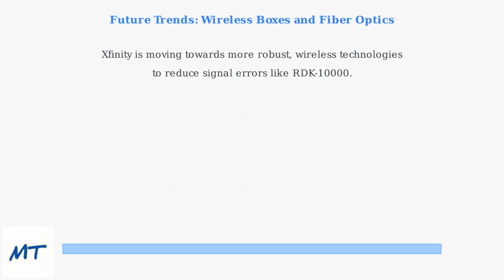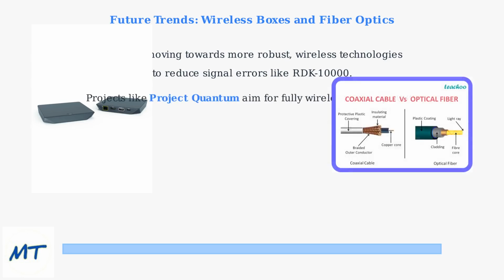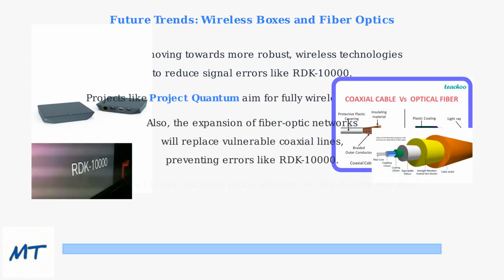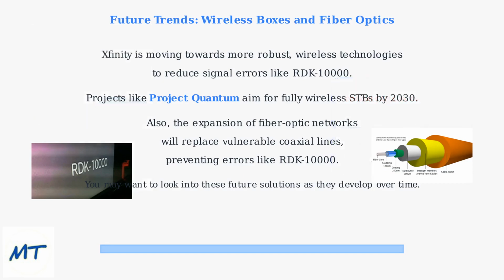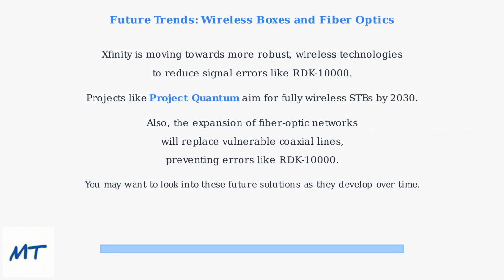Xfinity is moving towards more robust, wireless technologies to reduce signal errors. Projects like Project Quantum aim for fully wireless set-top boxes by 2030. Also, the expansion of fiber optic networks will replace vulnerable coaxial lines, which can prevent errors like RDK-1000. You may want to look into these future solutions as they develop over time.